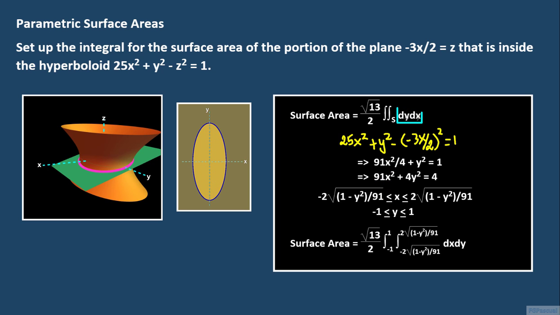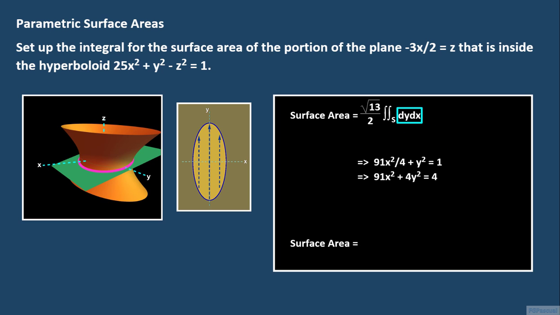If instead we integrate with respect to y first, then we must follow the y direction within the projection. This time, the bounding curves are the lower half and the upper half of the ellipse. Now that y is the first variable of integration, we must solve for y in terms of x in each of the bounding curves. Solving for y on the ellipse, we find that y is equal to plus or minus the square root of 1 minus 91x squared over 4. And so we have the limits of integration for y.